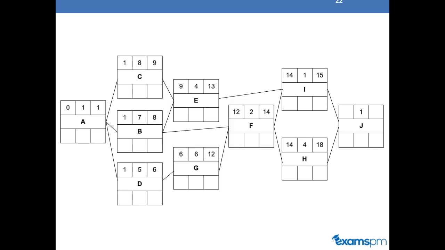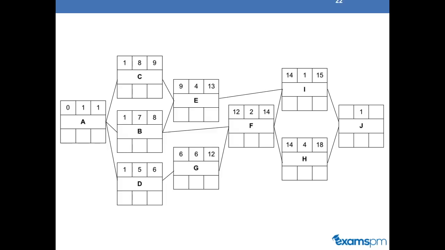So if you put 14 for I, you are correct because both activity E and F will lead into I. And since F has an early finish of 14 weeks, which is greater than 13, which is the early finish for E, the early start date for I would be 14. Since it has a duration of 1, the early finish would be 15.